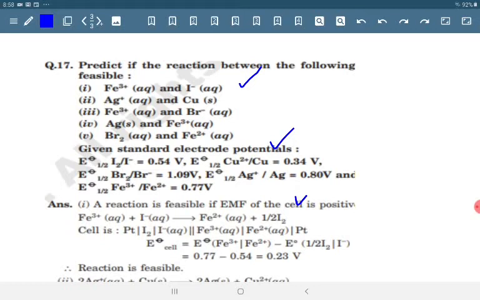So the first reaction can be written: Fe3+ plus I-. Fe3+ gets converted to Fe2+ and I- to I2. Here you can see this cell is represented as I2 | I- which is anode, and Fe3+ | Fe2+ is the cathode. So E naught cell, putting the value, we get a positive value, so this reaction is feasible because the Fe3+ | Fe2+ half cell has got the higher value, so this is cathode minus anode and this comes out to be positive, so the reaction is feasible.